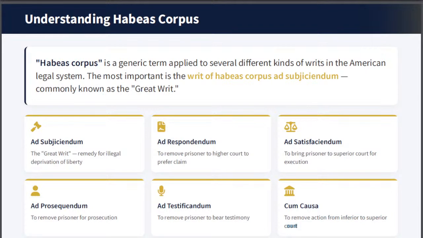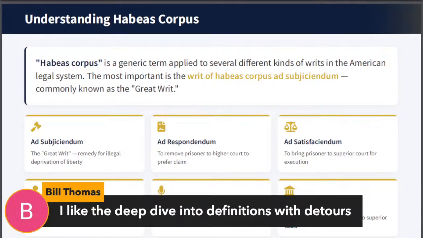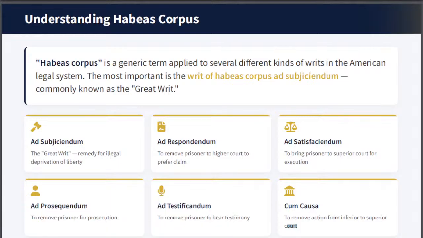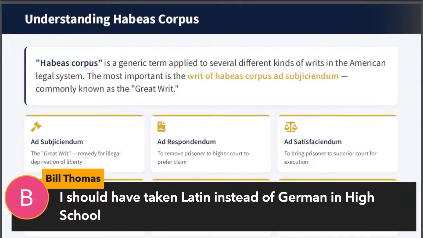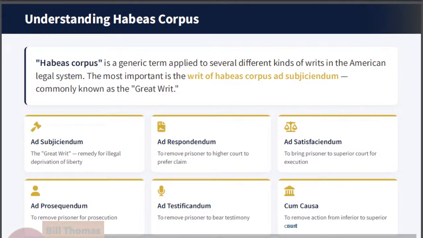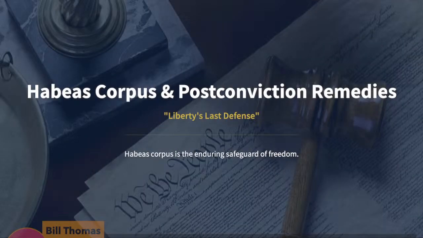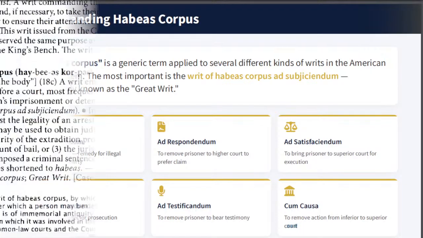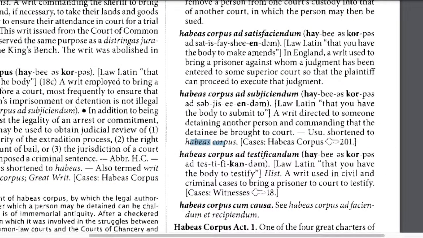While we're on to this, well, I'm glad you like the deep dive. Yeah, there's some special words here, but Latin would have been a good one to take instead of German, I guess. But that said, let's get that off screen. There we go. We get the pronunciation and the definitions here, so let's just go over it right directly as it is.